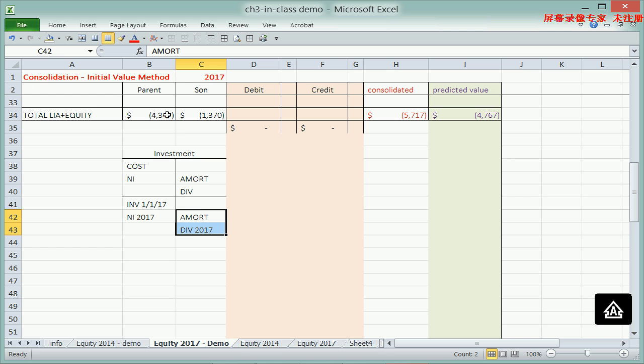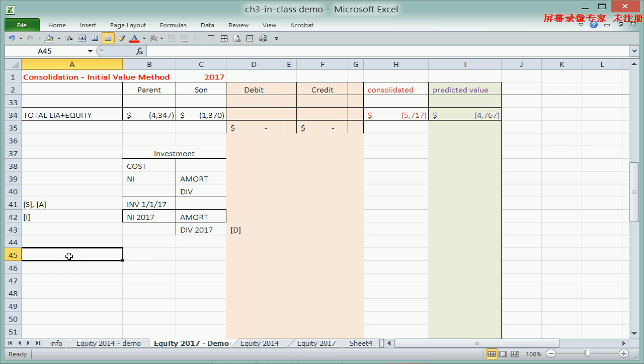Now I just want to show you a generic formula for how we eliminate this investment 1-1 using the S and A entry. Net income minus amortization of 2017, this whole thing is eliminated by the I entry. The dividend is eliminated by the D entry. And there is an E entry separately taking care of the amortization of this particular year, which is 2017.